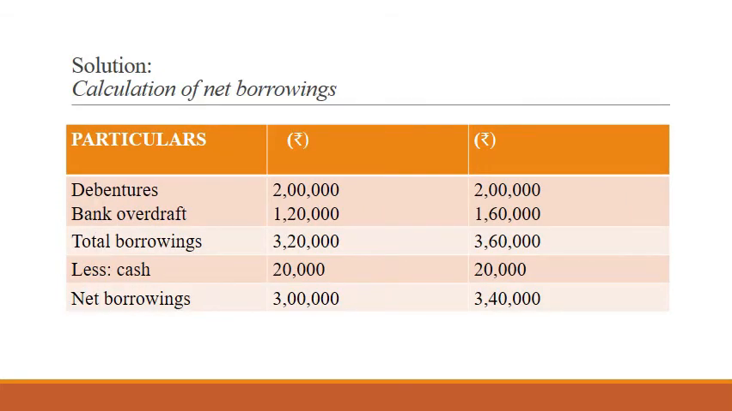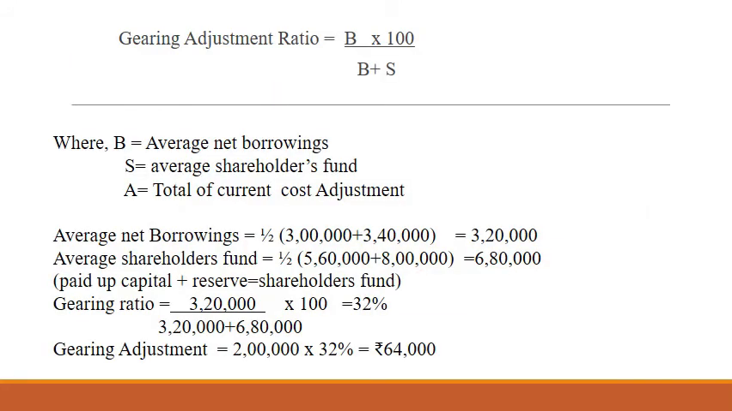Now the solution part, the calculation of net borrowing. In this question, the total borrowings are the debentures plus bank overdraft. That is, for opening 2 lakh plus 1,20,000 and for closing 2 lakh plus 1,60,000. The total borrowings amount to 3,20,000 and 3,60,000. Less cash 20,000, 20,000. It amounts to net borrowing of 3 lakh and 3,40,000.